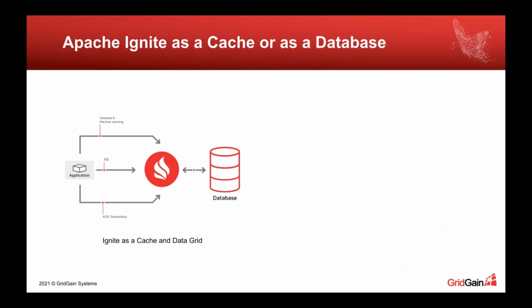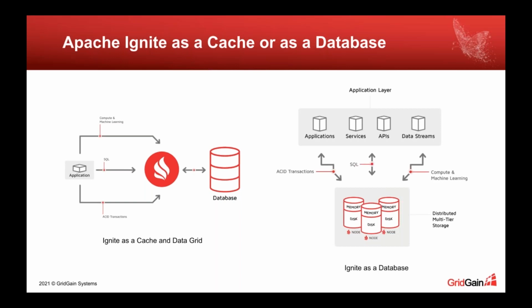Nowadays, you can also use Ignite or GridGain as an actual database, with the addition of the persistence layer, which I will talk about in a little bit more detail in a minute. You don't need the external database anymore. So you can just deploy Ignite and get a distributed multi-tier database that stores data both in memory and on disk, and use all those different APIs and processing capabilities on top of that data.